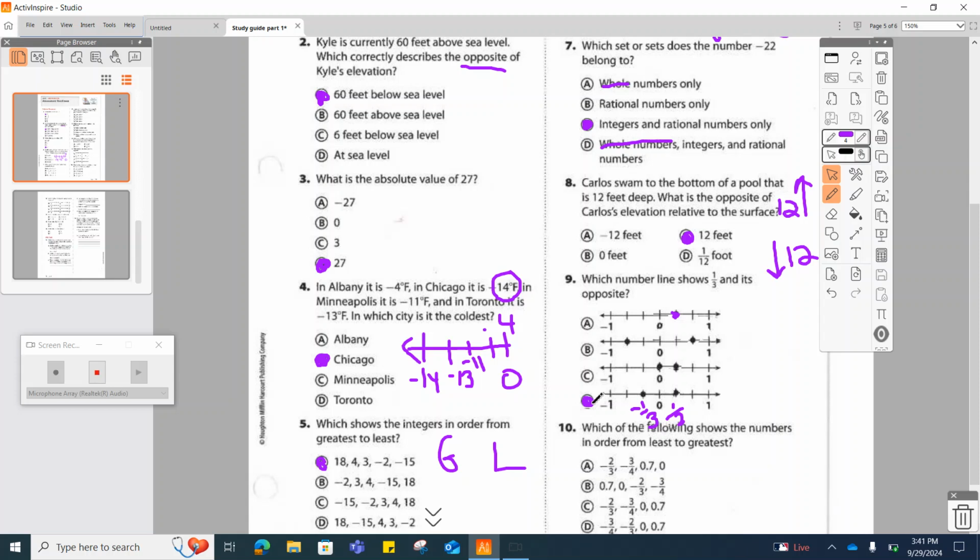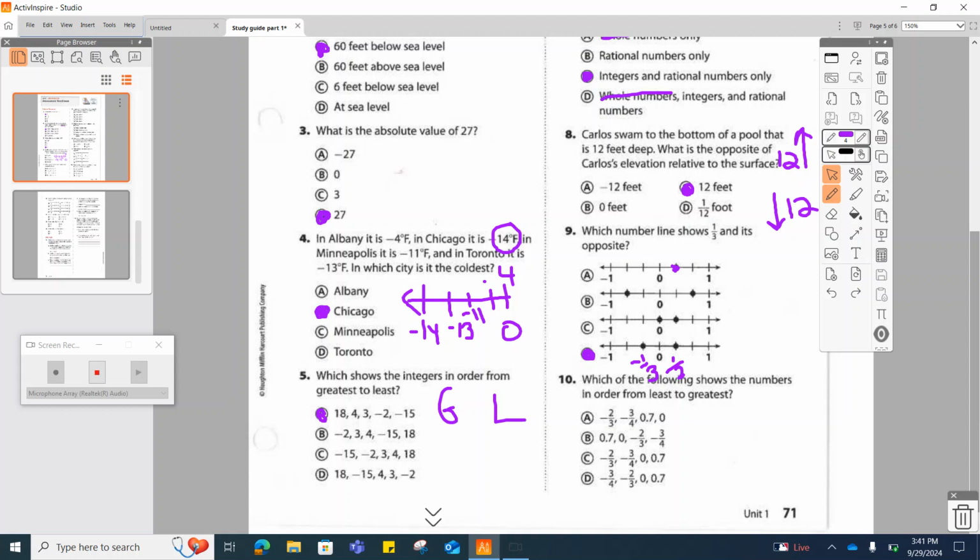Okay. Which of the following shows the numbers in order from least to greatest? So this is what we have been working on this week in class. I'm going to convert them all to decimals. So 2/3 as a decimal.